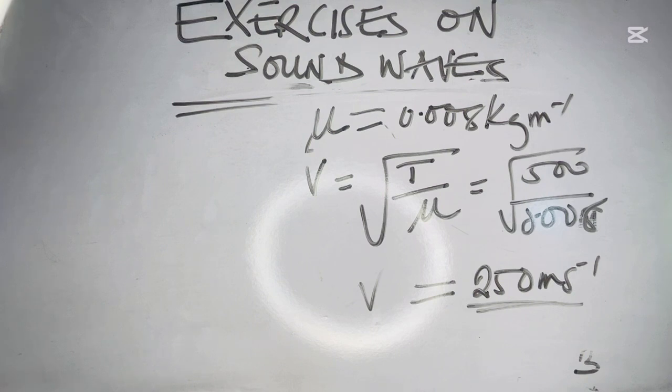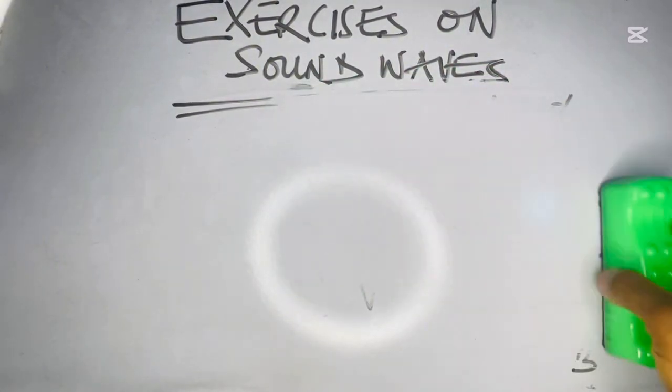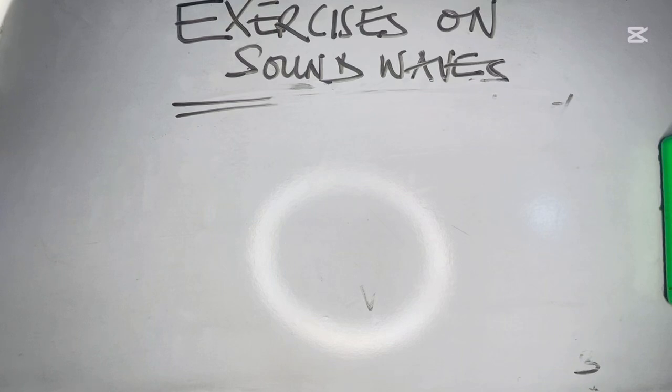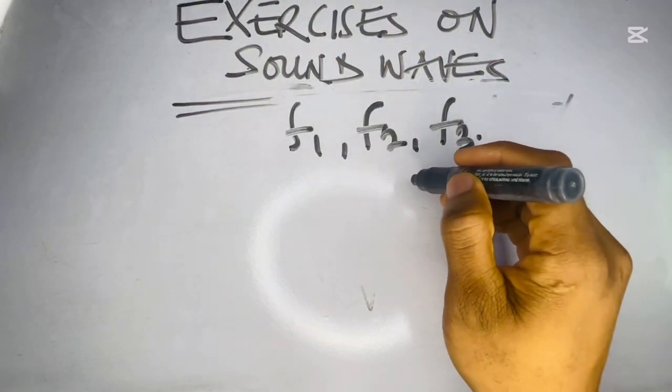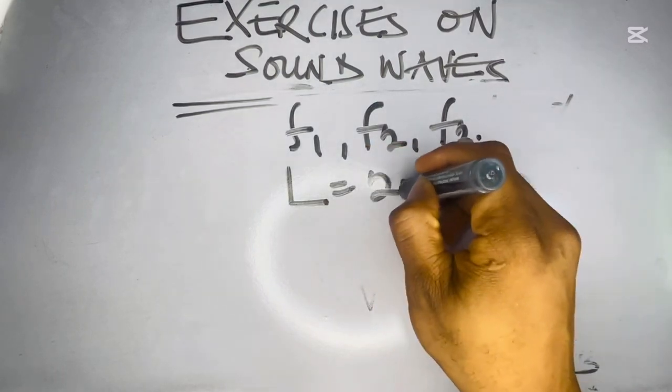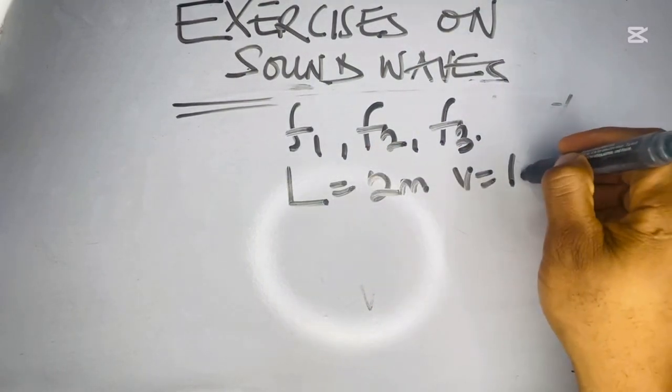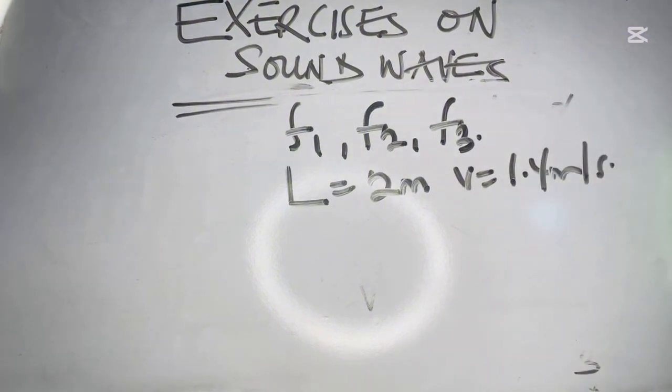Alright, so we'll be taking another question quickly. Calculate the frequencies of the first three harmonics of a piano string of length 2 meters if the velocity of the wave on the string is 1.4 meters per second. So let's do that quickly. We are looking for F1, F2, F3. We are given the length to be 2 meters and the velocity to be 1.4 meters per second.